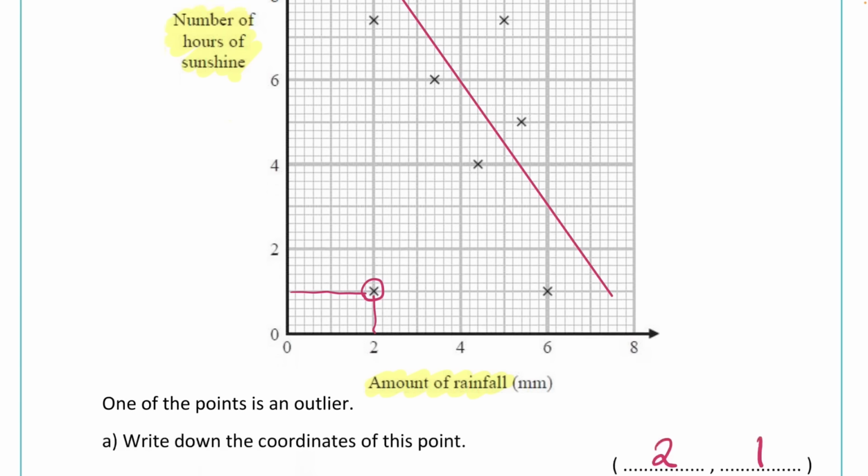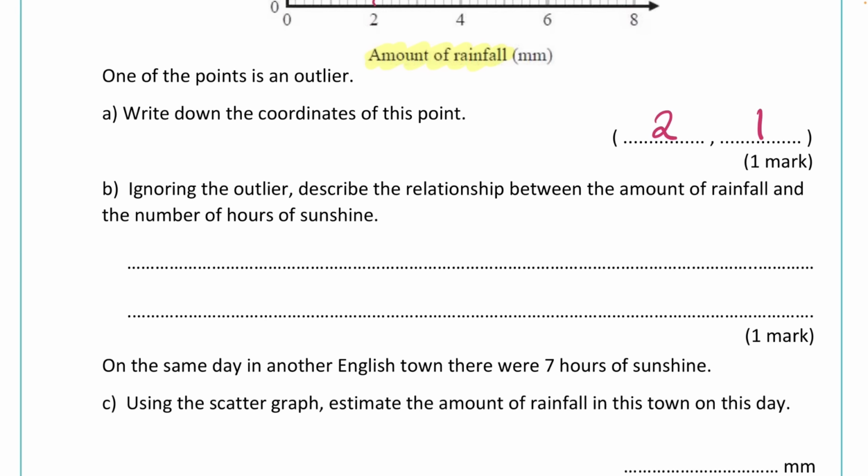Now you've got two options there. You could write down either one. I'm not going to write that one down. We're going to have a look at part C, where it says on the same day in another English town, there was 7 hours of sunshine. Using the scatter graph, estimate the amount of hours of rainfall in this town on this day.